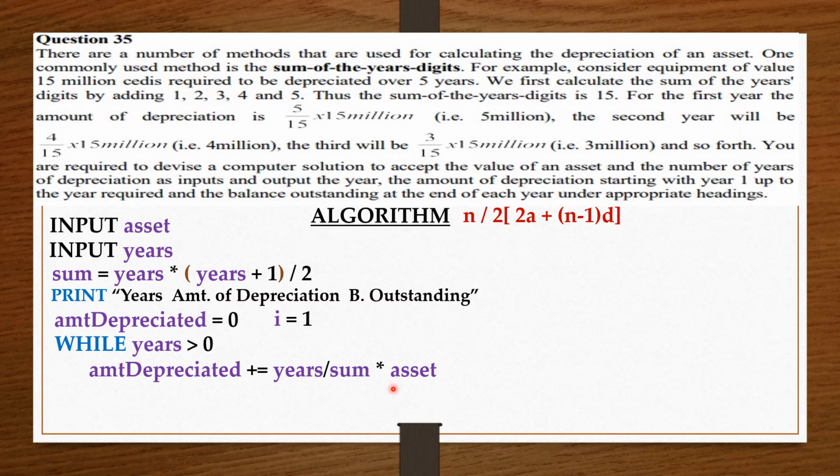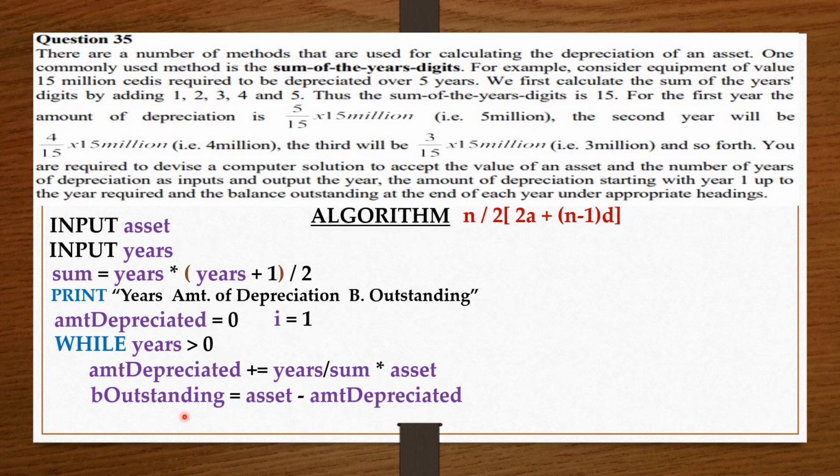Then I'll say the balance outstanding equals asset minus amount depreciated. What this means is that anytime an amount depreciates, we take that amount that got depreciated from the original asset. That will give us the remaining value of the asset, which is the balance outstanding. So anytime there is a depreciation, we take the depreciation from the original asset.